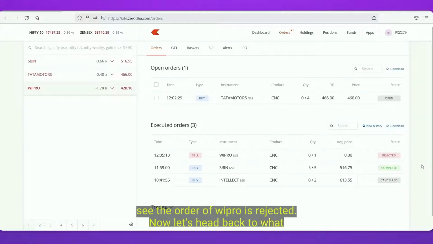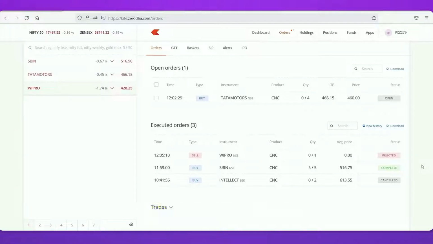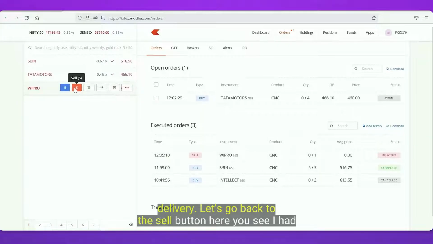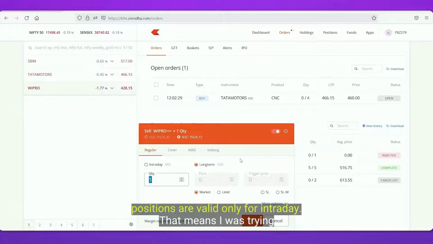Now let's head back to what we have learned in our previous classes. The reason why the sell order of Wipro was rejected is because we chose positional or delivery. Let's go back to the sell button here. You see, I had selected Wipro as long term or delivery, and we know that short positions are valid only for intraday. That means I was trying to sell first without even owning the stock, and I was trying to sell for delivery, not for intraday, and because of which my broker has rejected the order.